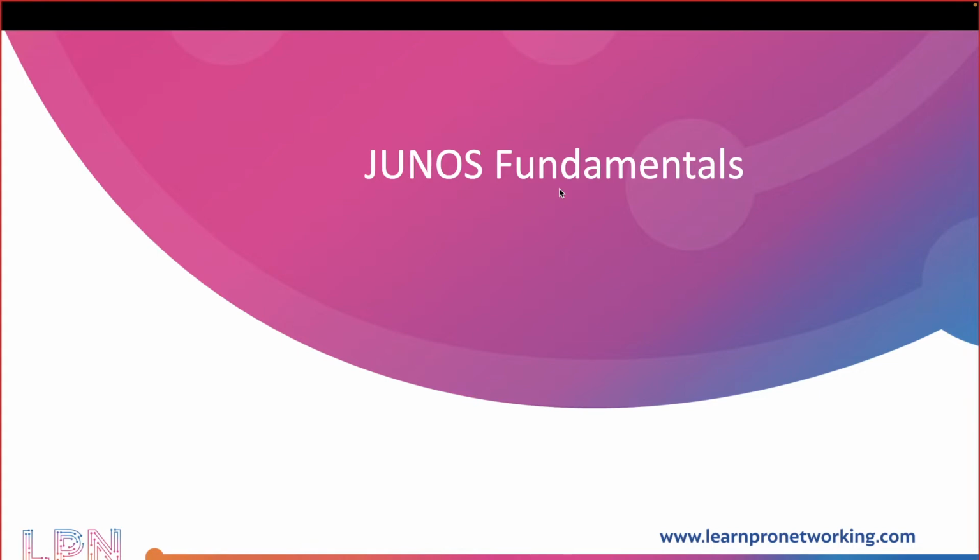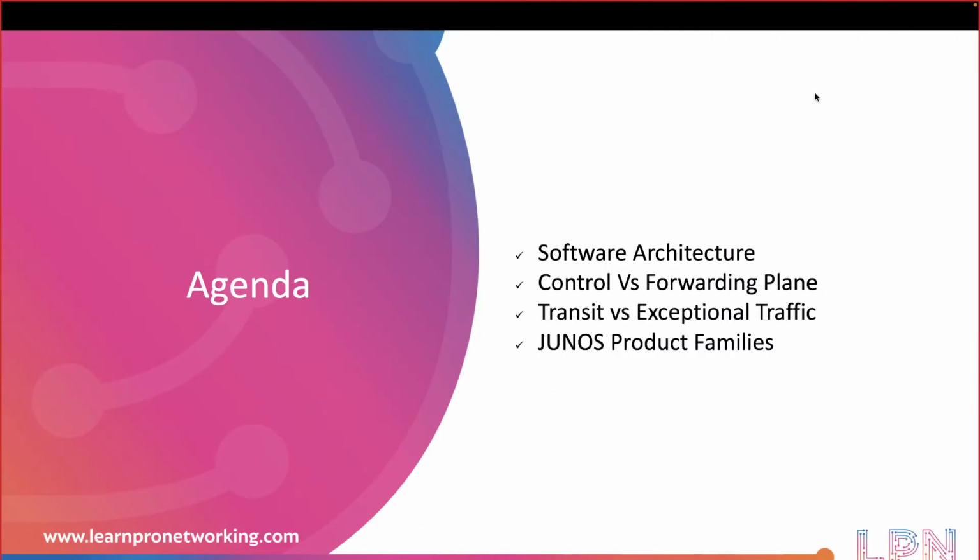So Junos OS fundamentals. First of all, we need to understand what the operating system is capable of. What is the architecture which is being followed? How has this been adapted, means how is this beneficial to be installed on Juniper based devices with respect to forwarding the traffic between the interfaces, right? So that is what we are trying to understand here. The Juniper operating system, right? So we are going to be understanding the architecture. There is something called control plane and forwarding plane. Then we will also understand what is transit traffic and exceptional traffic and different types of products from Juniper.